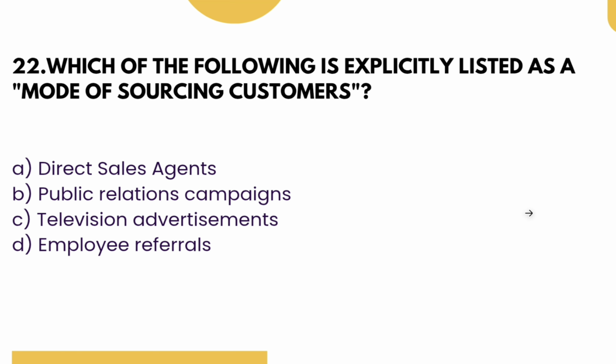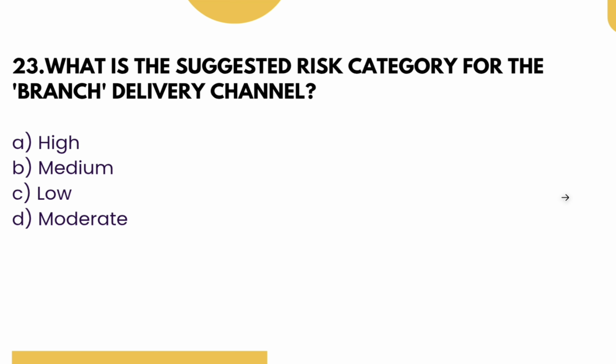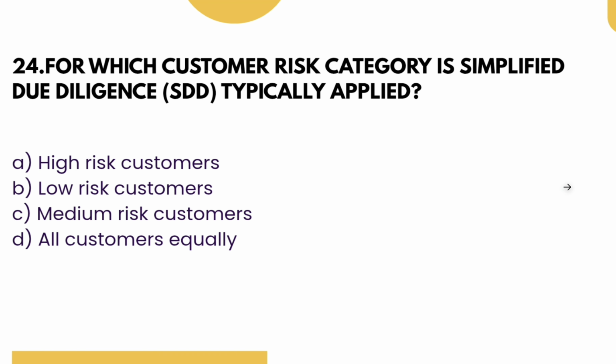Next, which of the following is explicitly listed as a mode of sourcing customers? A. Direct sales agents. B. Public relation campaigns. C. Television advertisement. Or D. Employee referrals. The answer is A. Direct sales agents. Next question. What is the suggested risk category for the branch delivery channel? High, medium, low or moderate? The answer is low.